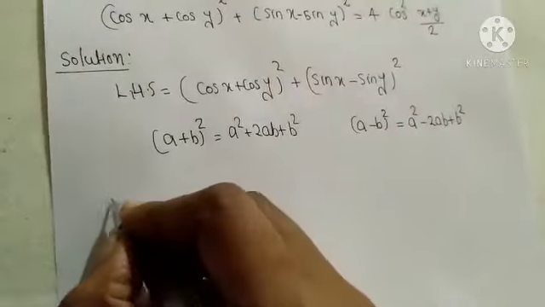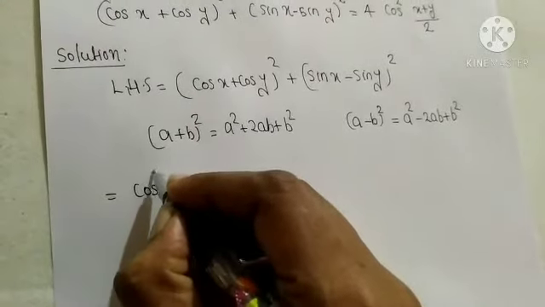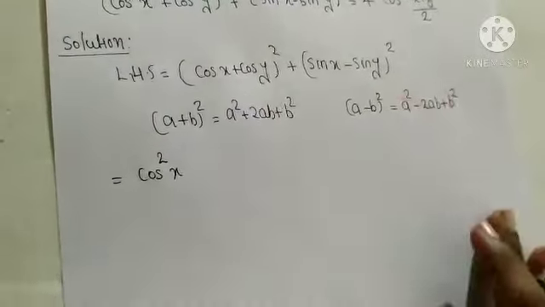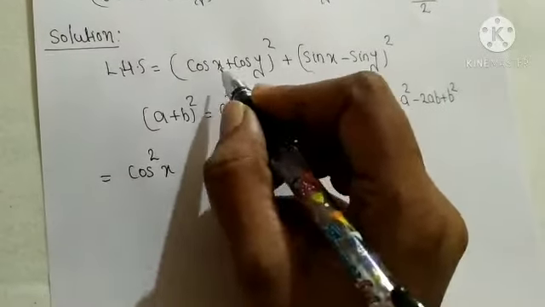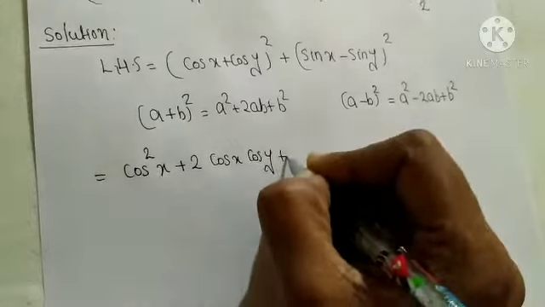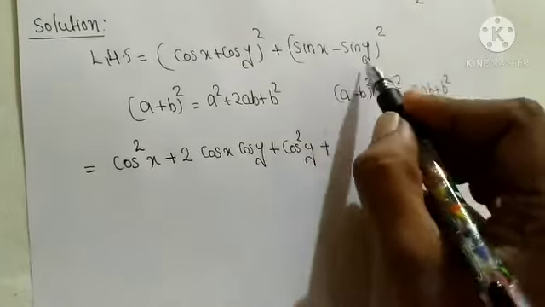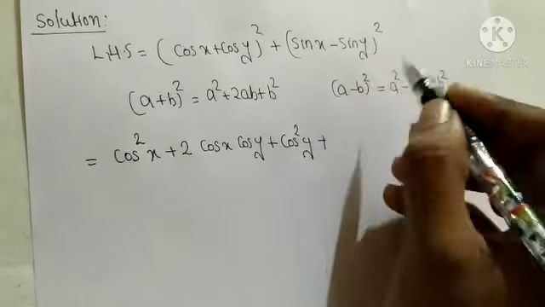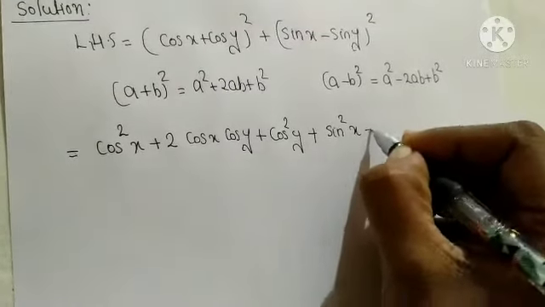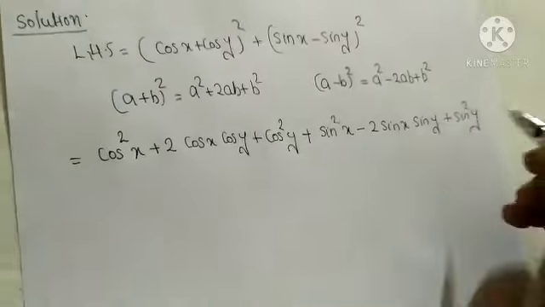So, in the first term, I am going to use this identity, replacing a by cos x and b by cos y. Here we get (cos x)², which can also be written as cos² x, plus 2 into cos x cos y, plus (cos y)², which can also be written as cos² y. Plus, in the second term, I am going to use this identity, replacing a by sin x and b by sin y. So here we get sin² x minus 2 into sin x sin y plus sin² y.